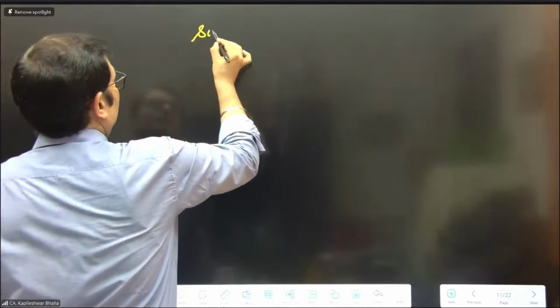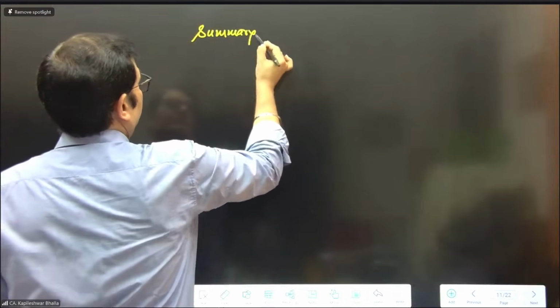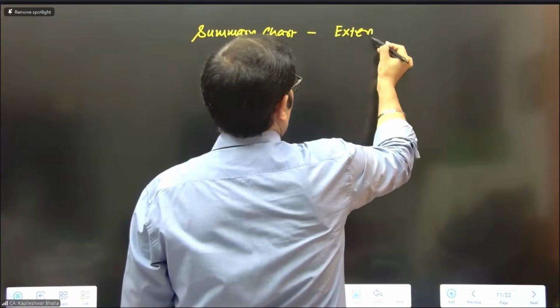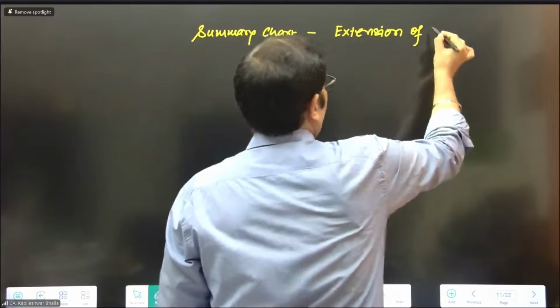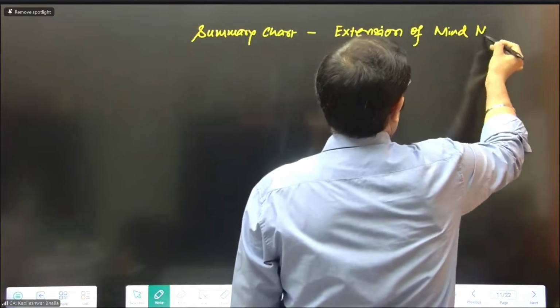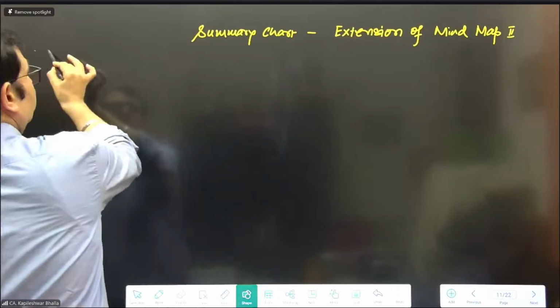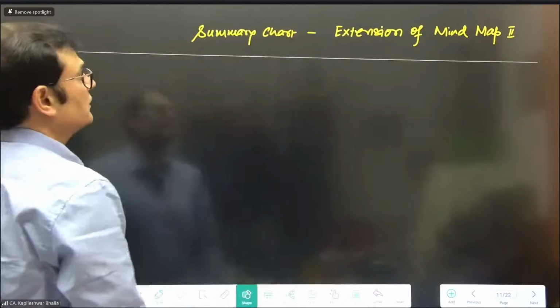Because after the compound financial instrument is done, we switch over to Ind AS 109, where the focus is on a lot of things. Financial instruments has got a lot of things to do. So I am making an extended chart of mind map 2. This is a summary chart, which is a part of the extension of mind map number 2. The second mind map was on the compound financial instruments, and I'm just making an extension chart in terms of compound financial instruments for you.